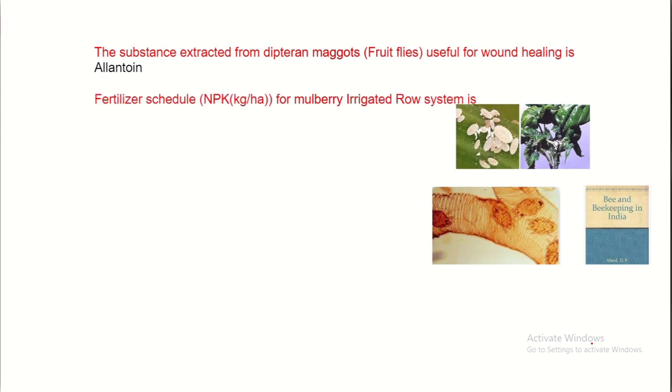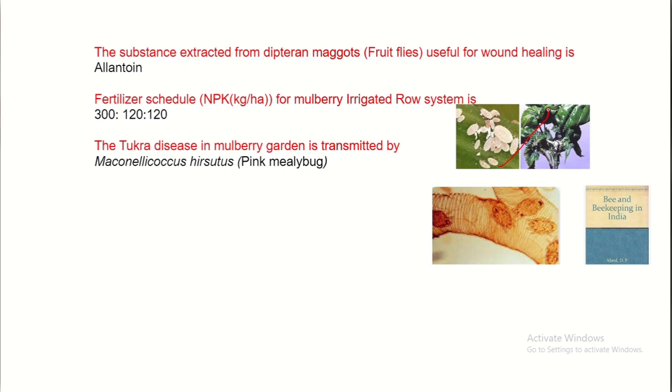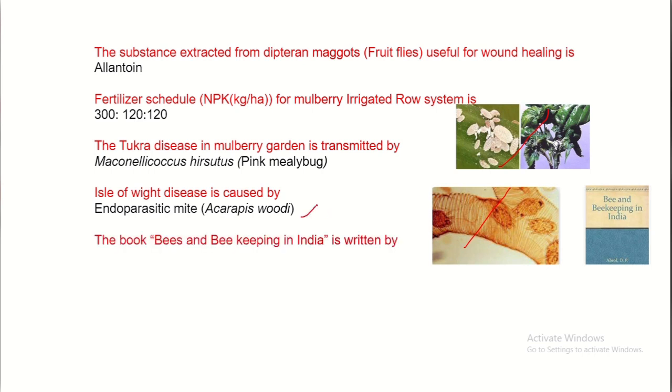Fertilizer schedule for mulberry irrigated row system is 300:120:120 NPK. The Tukra disease in mulberry garden is transmitted by means of pink mealybug, that is Maconellicoccus hirsutus. Isle of Wight disease is caused by endoparasitic tracheal mite, that is Acarapis woodi.